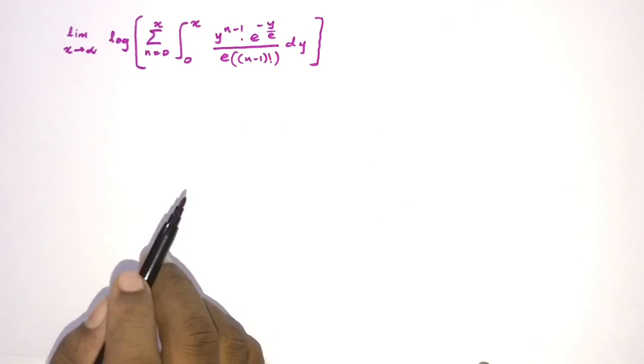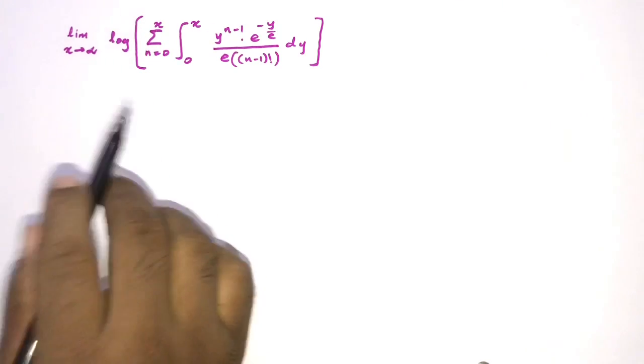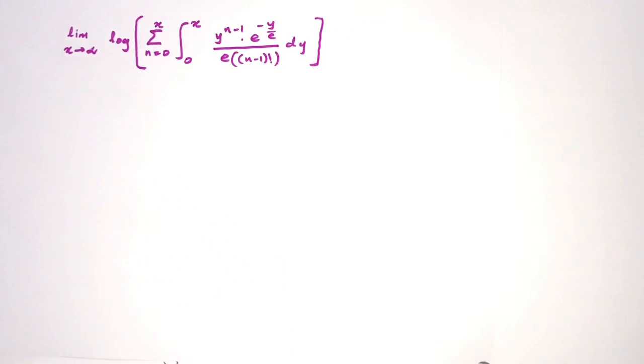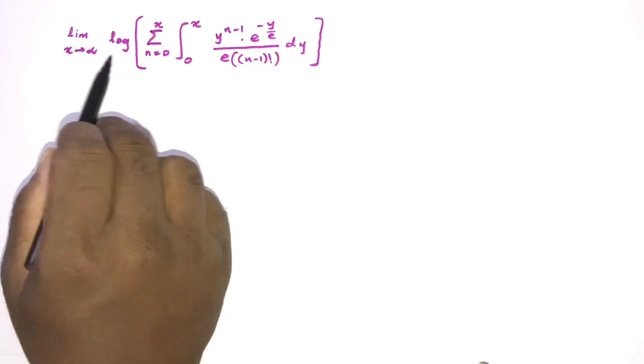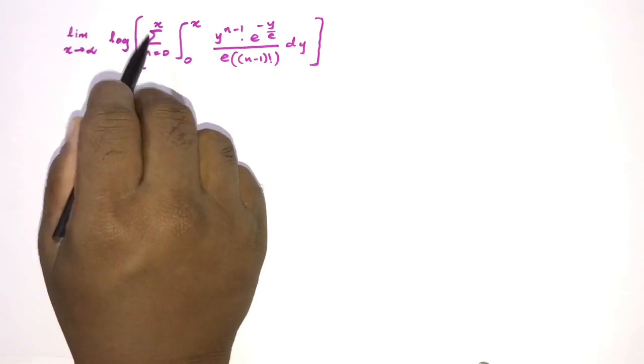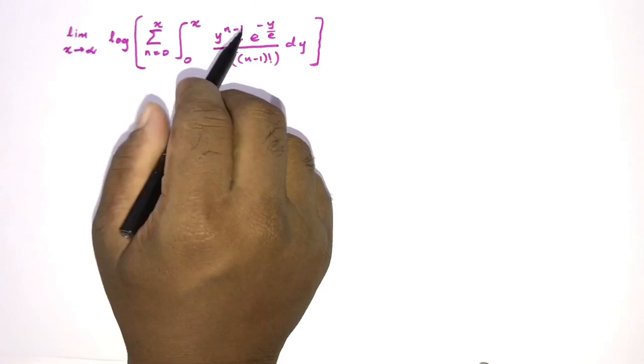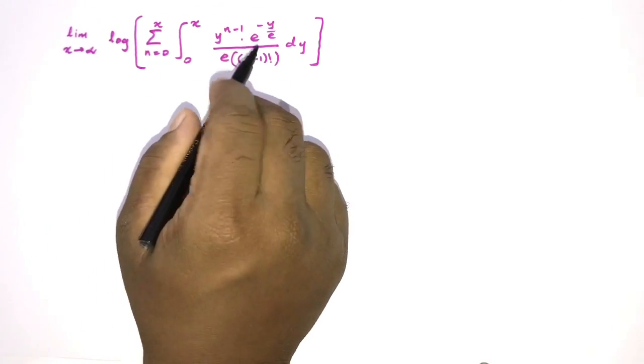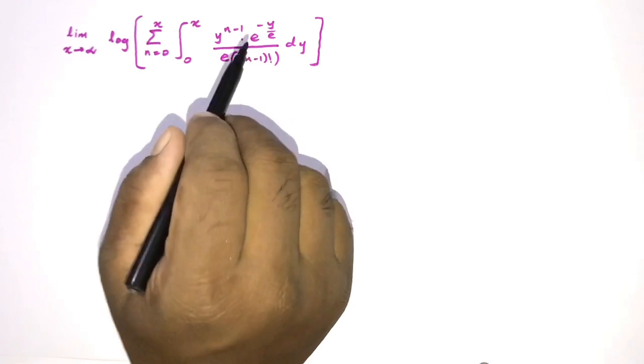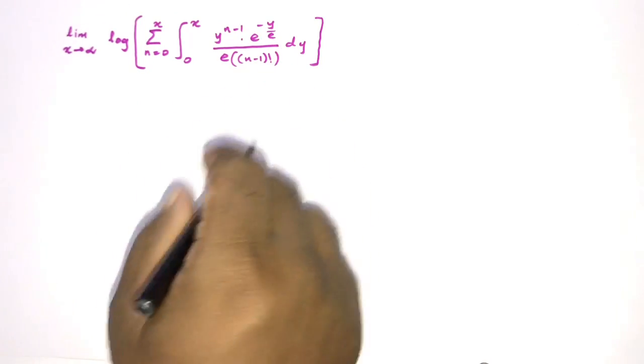In this video we are going to solve this interesting viewer-suggested question. Here we have the limit of the natural log of the infinite sum of the integral of y to the n minus 1 times e to the minus y over e to the n minus 1 factorial dy. How to begin?